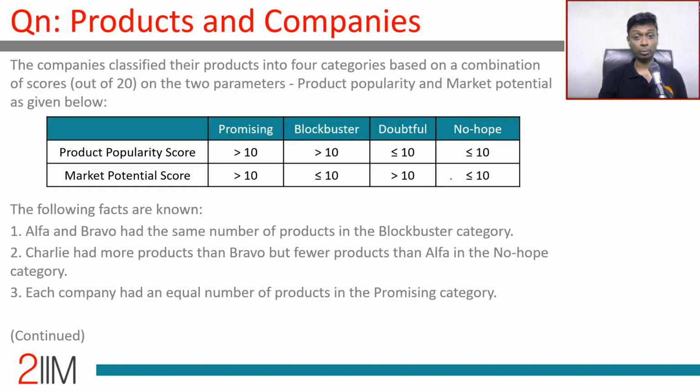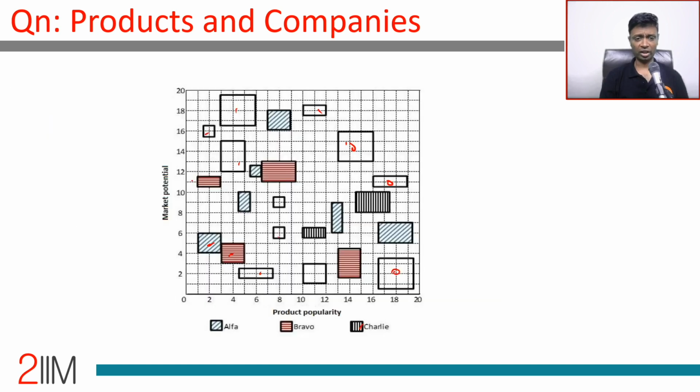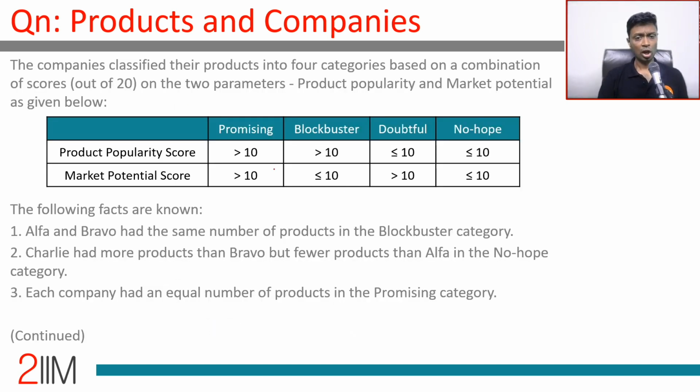The companies classified their product into 4 categories based on a combination of scores: product popularity score and market potential score. I'm going to look at the chart again. Product popularity is here, 0 to 20. Market potential is here, 0 to 20. Okay. If both are greater than 10, then it is promising. If product popularity is greater than 10, but market potential is less than or equal to 10, then it is blockbuster. If product popularity is less than or equal to 10, but market potential is greater than 10, it's doubtful. Both are less than or equal to 10, it's no hope.